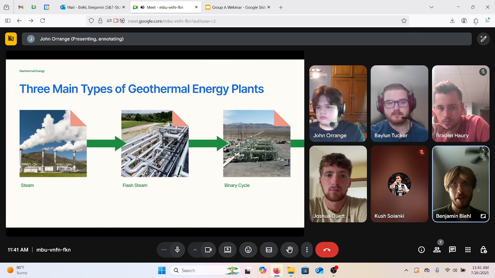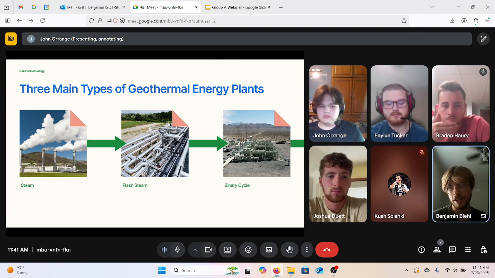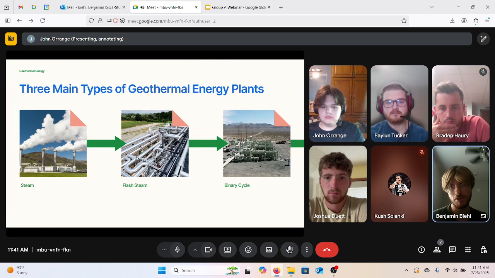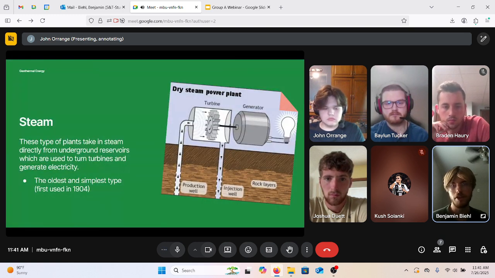So there are three main types of geothermal energy plants. The first is steam, then we have flash steam, and then binary cycle. They all work pretty similarly, but there are some key differences between them, which I'll highlight as I go deeper into them. So starting off, we have steam. This type of plant takes in steam directly from underground, like steam reservoirs, and the steam is used to spin a turbine and then generate electricity.